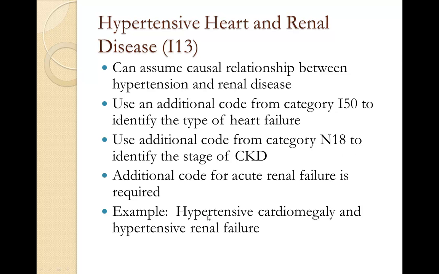Now, if this read hypertension with cardiomegaly and renal failure, I would assume the relationship between the hypertension and renal failure, but not the cardiomegaly. So in that case, I would end up with hypertensive renal failure. I would get something out of the I12 category, and then I would code the cardiomegaly separate.